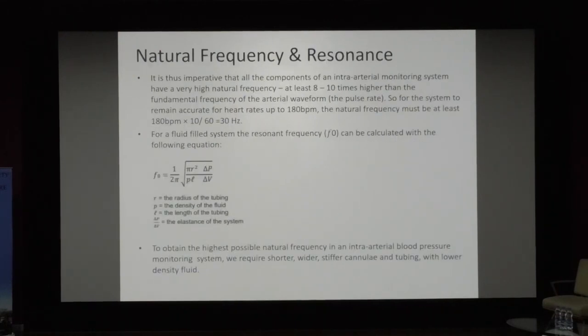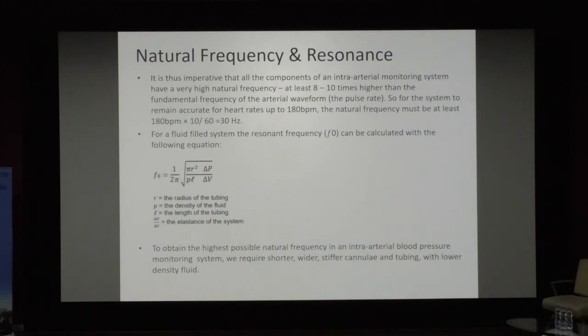So this is the resonant frequency of that particular transducer system or diaphragm. It is thus imperative that all the components of an intra-arterial monitoring system have a very high natural frequency, at least 8 to 10 times higher than the fundamental frequency of the arterial waveform. So for the system to remain accurate, say for a heart rate of around 180, the natural frequency must be at least 180 into 10 by 60, which is around 30 Hertz.